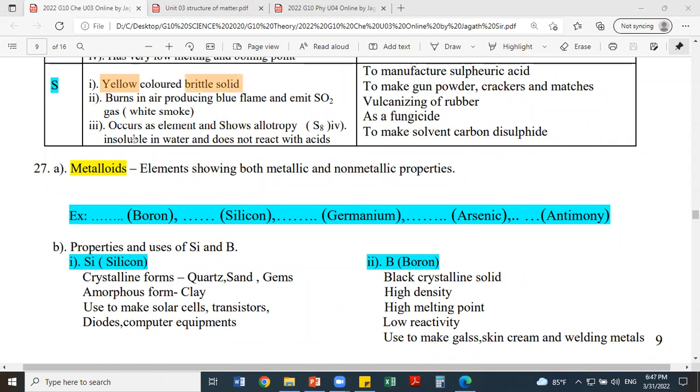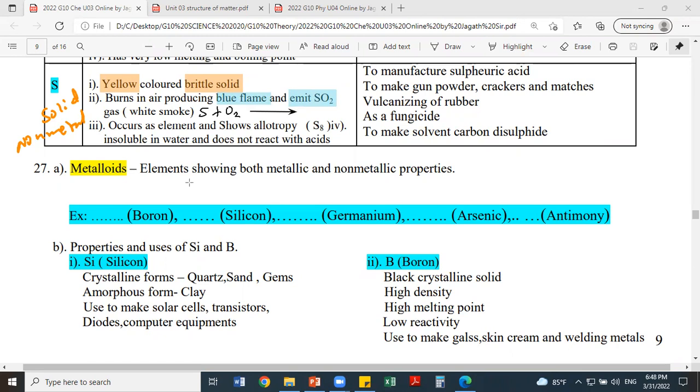It is brittle because it's a non-metal. So it is a solid. Sulfur is a solid non-metal. And the other most important thing, it burns in air with a blue flame. This is very, very important. You can put 3 stars. Sulfur burns with a blue flame and emits white smoke. If you want, you can write the reaction near this: S plus O2 gives SO2.